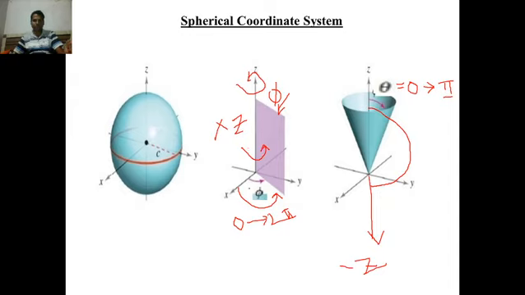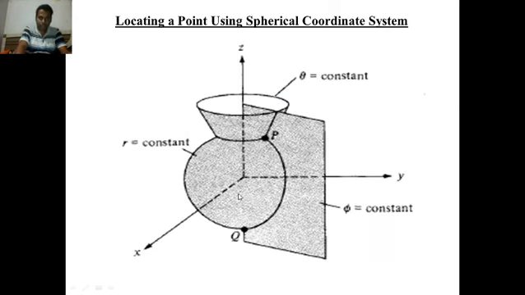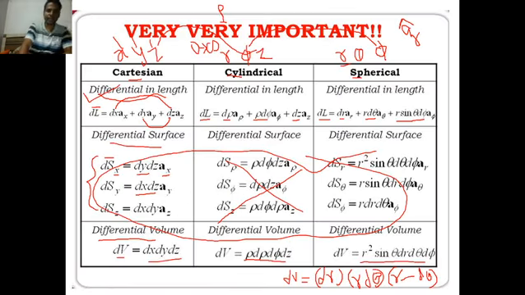But the phi angle can be 0 to 2 pi, because it can take a complete revolution, starting from the xz plane back to the backside of the xz plane. So this is all about the three coordinate systems. You have to remember them, because these coordinate systems and their details are required in the derivation part of this electromagnetic subject.